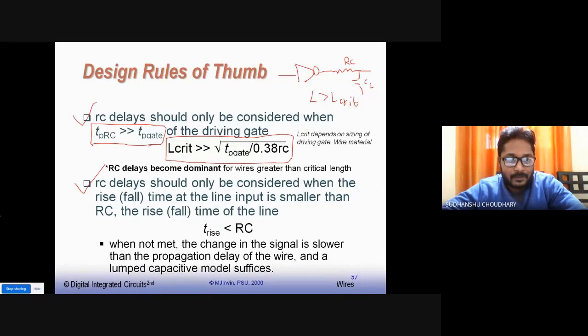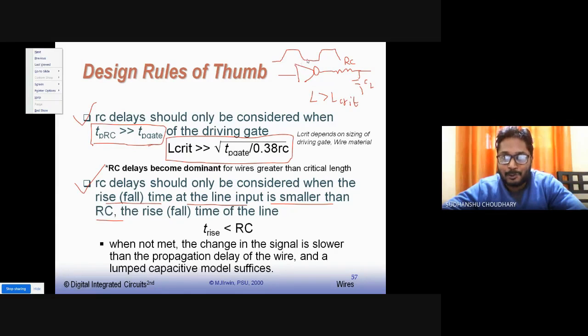Now the next design rule of thumb says RC delay should only be considered when the rise time at the line input is smaller than the RC delay. I have some signal at the input which has some rise time and some fall time. Depending upon my rise time and fall time, I say whether my signal is fast or slow, or whether it is a high frequency or a low frequency signal. And also the repetition frequency.